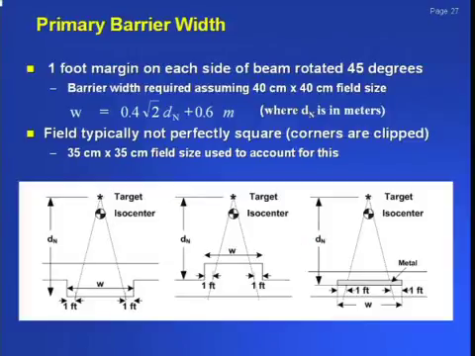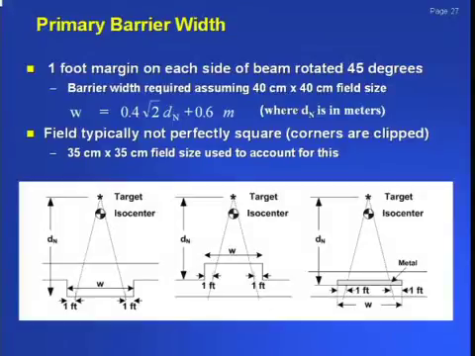One thing that you have to be very aware of is the requirements for your primary barrier width. You want to use at least a 1-foot margin on each side of the beam, and you have to assume your beam is rotated maximum wide open at a 45-degree angle.